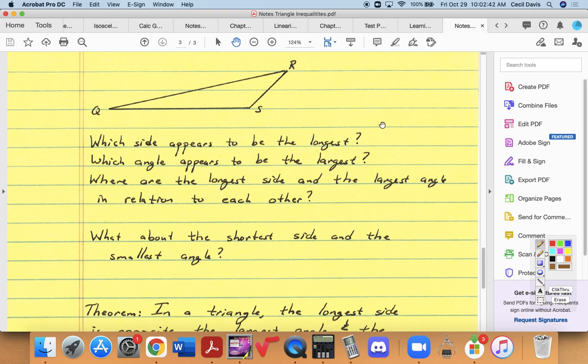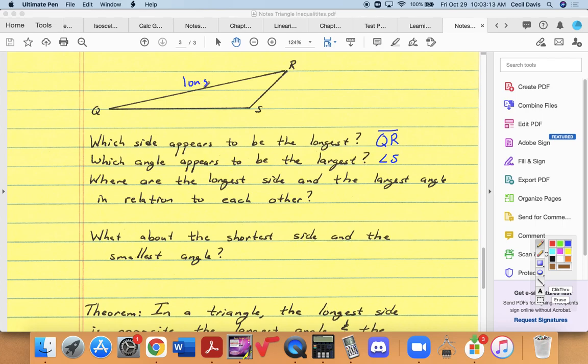Now we're going to do longest and shortest. So in this diagram, which side appears to be the longest? QR. I don't think there's really any debate about that. Which angle appears to be the largest? Angle S. Because it looks like what kind of an angle? Obtuse. Okay? So this is the longest side. This is the largest angle.